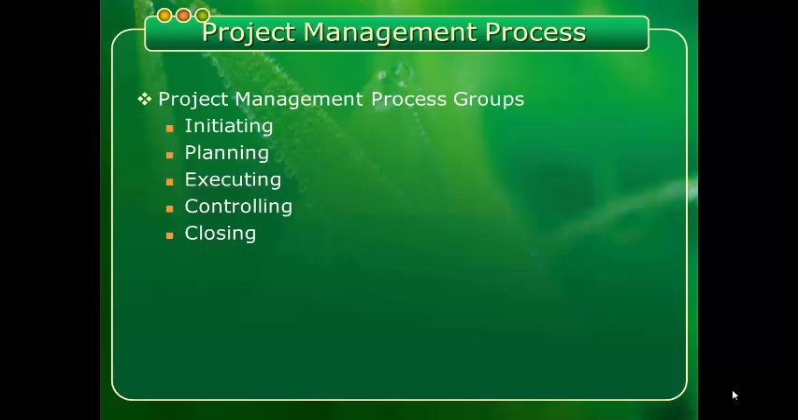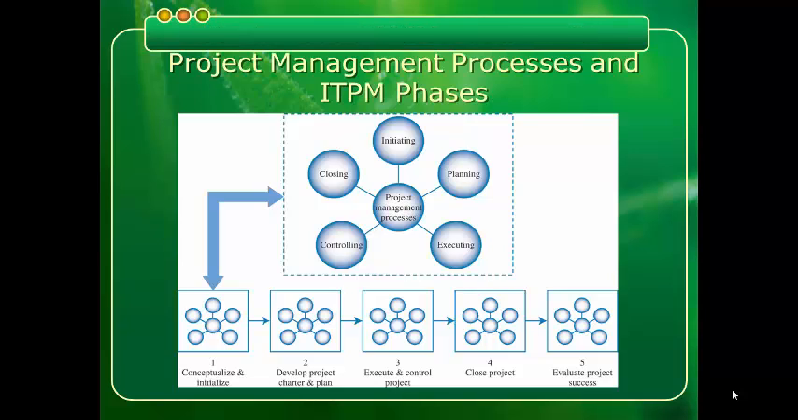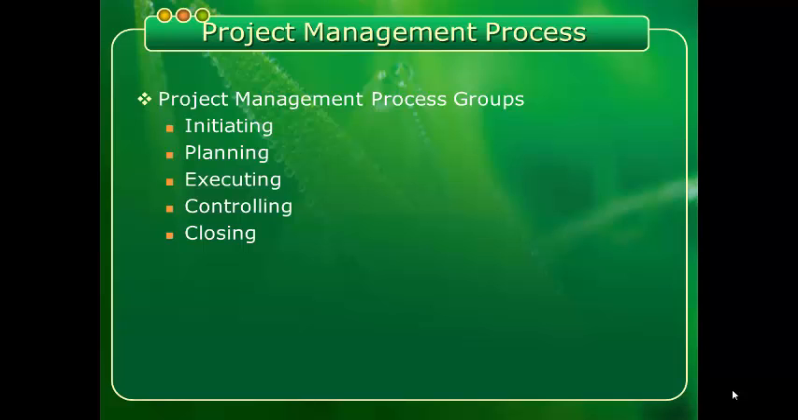So this is project processes. We have 5 groups, as we mentioned earlier, as part of this diagram. We have initiating, planning, executing, controlling, and closing.